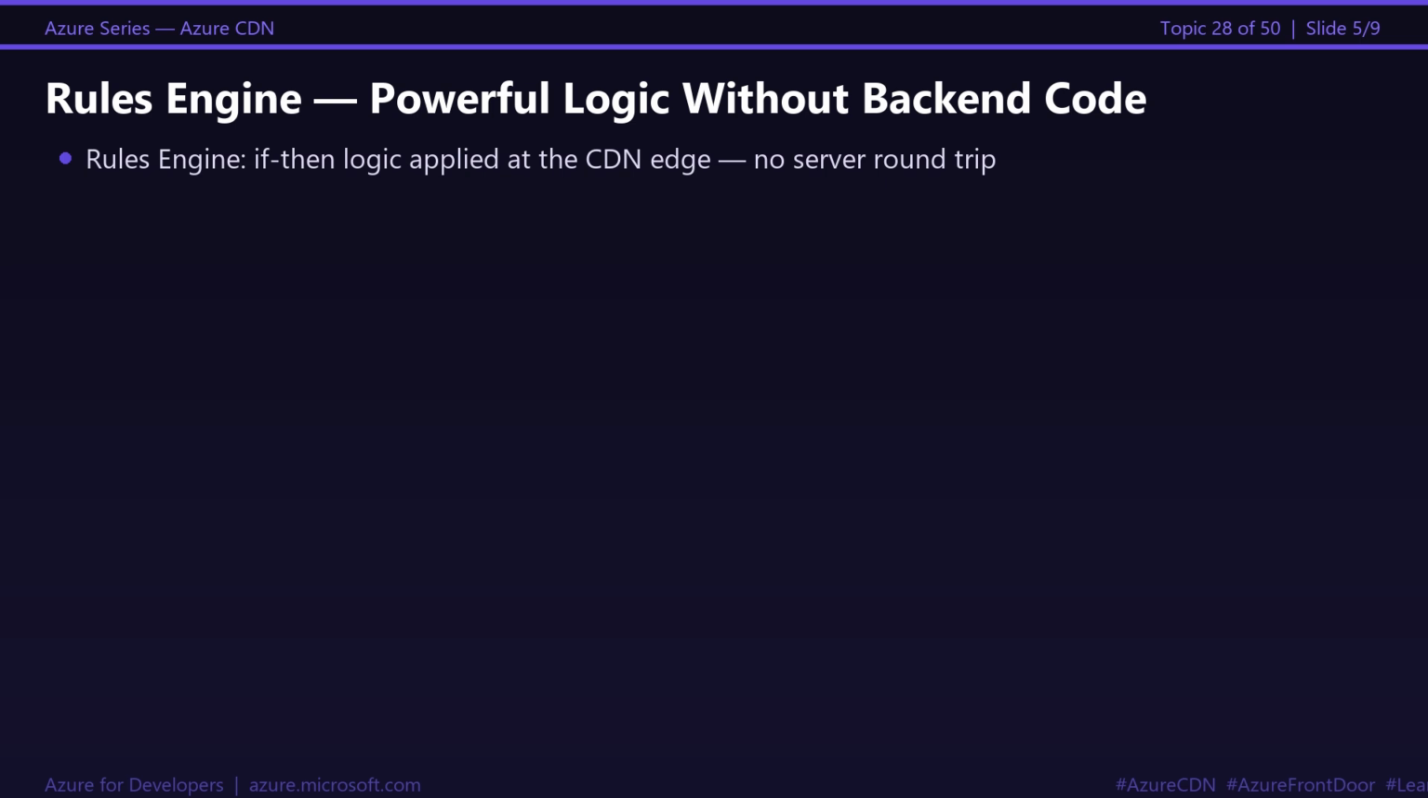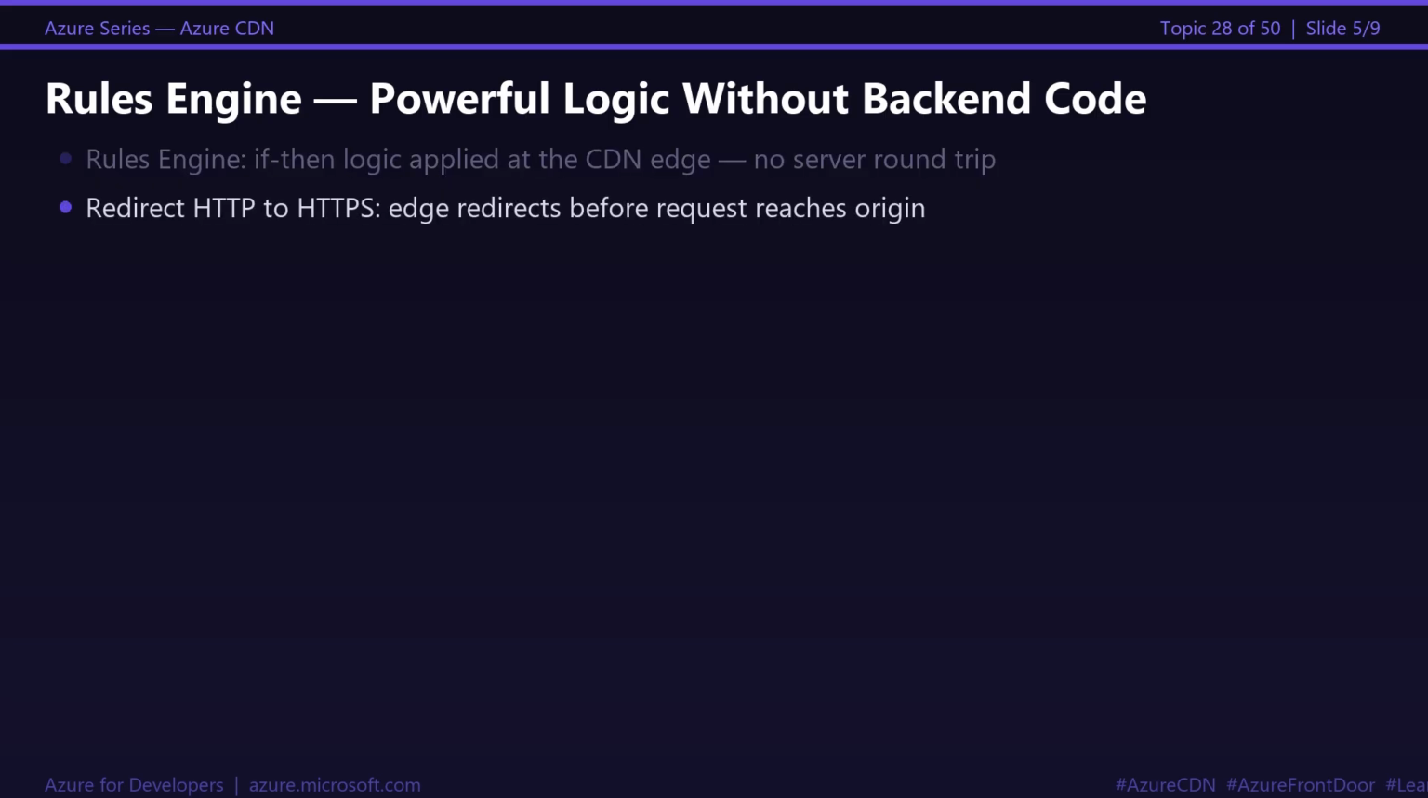HTTP to HTTPS redirect. Any HTTP request is redirected to HTTPS at the edge. Your origin never sees unencrypted traffic. Zero backend changes required.